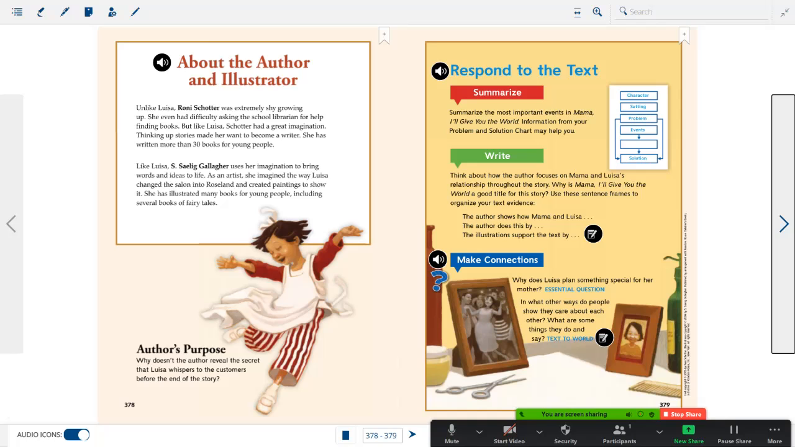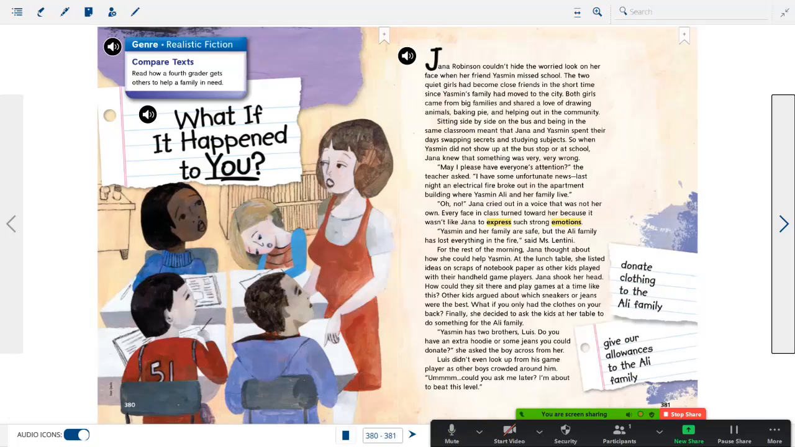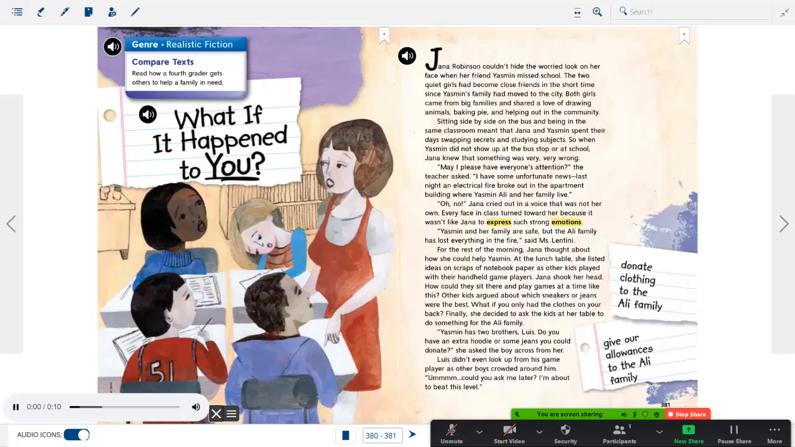All right, that takes us to the end of our first story. Our next one is also a realistic fiction, and it's called "What If It Happened to You?" Genre: realistic fiction. Compare texts. Read how a 4th grader gets others to help a family in need.